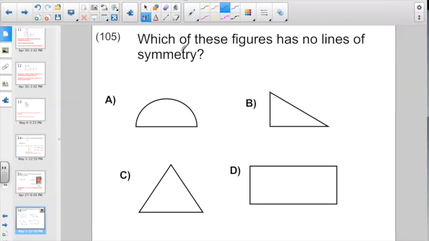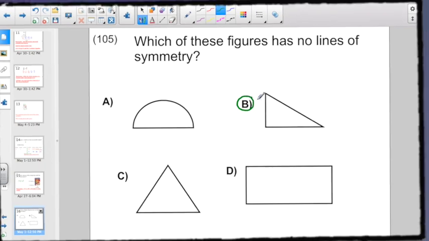Check out this one. Which of these figures has no lines of symmetry, either vertically or horizontally? Well, I think I see a line of symmetry vertically here on this guy, and there would have to be a line of symmetry right here on C. D would have both vertical and horizontal symmetry. So the final answer, which one would have no lines of symmetry? That would have to be B.